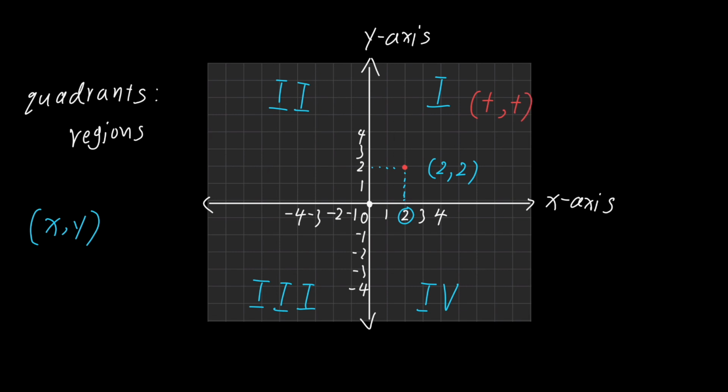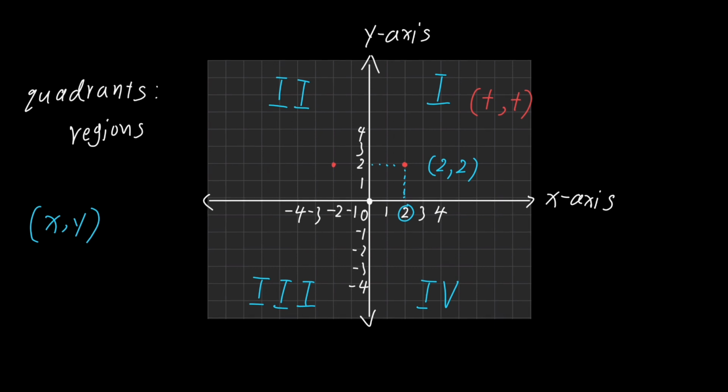But what if we have a point in the second quadrant? Again, we draw these dotted lines to figure that out, and the x value is -2. The y value is 2, positive 2. So 1 negative and 1 positive, and the general form for any point in the second quadrant will be negative, positive.